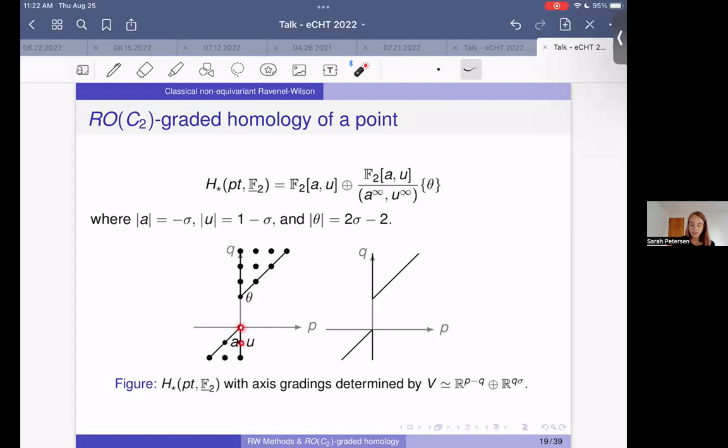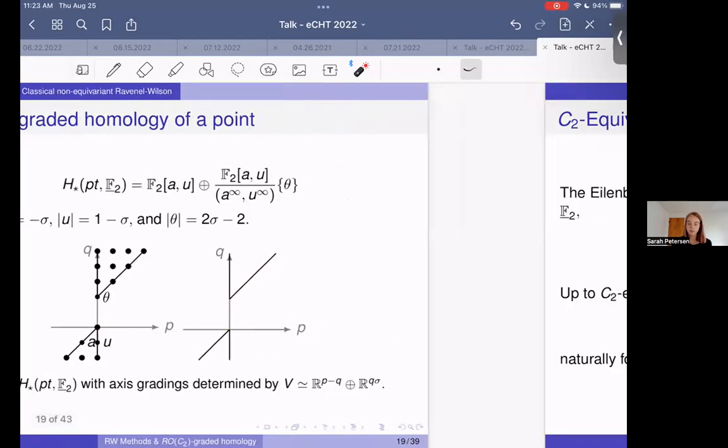In this first picture, each of the dots represents a copy of F2. And in the right-hand picture, this is simply a more succinct representation where we just remember that there are all these copies of F2 inside these 2 cones. And my axes are determined by the number of sign representations on the vertical axis, and then the topological degree is along the horizontal axis.